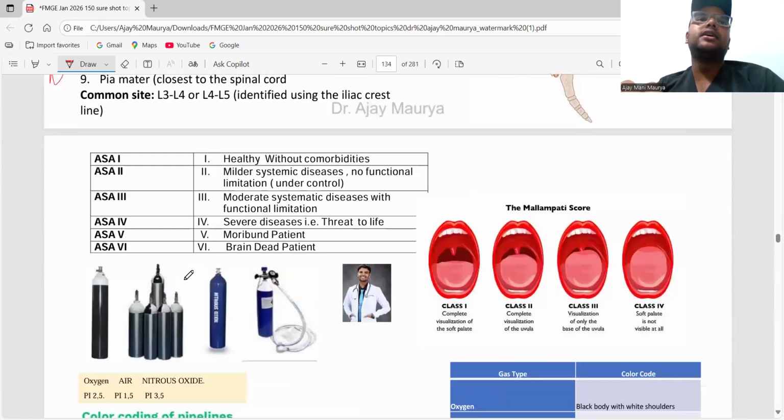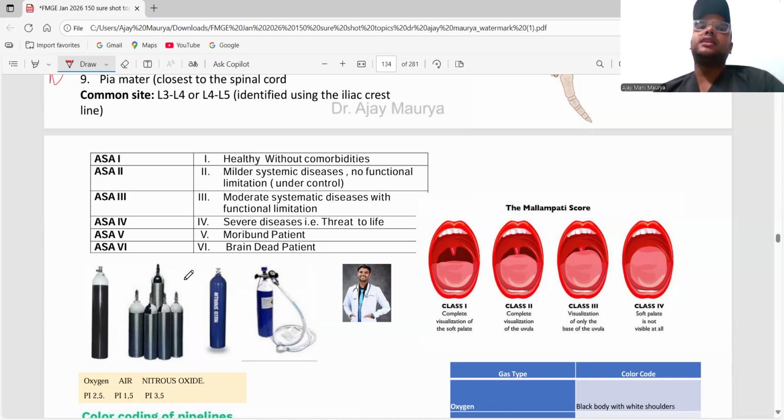Done. Next one, this is the ASA classification, the American Society of Anesthesiologists. It means you have to check, before doing any procedure, first of all you have to do the pre-anesthetic care, that is PAC. From there the doctor will advise some tests like LFT, RFT, 2D echo, ECG, everything.